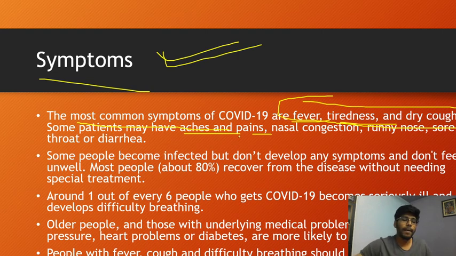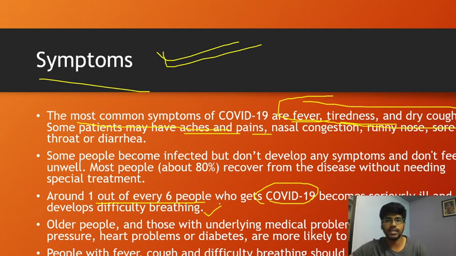Alright? But 1 out of 6 people who get COVID-19 becomes seriously ill and develops difficulty in breathing. There are a few individuals, 1 in 6 people who get infected, who will experience the difficulty in breathing. It is a pneumonia-like virus. When China first addressed this coronavirus, they said, we have seen a new virus which has this pneumonia-like infection, right? So when you get pneumonia, obviously you will have this breathlessness, right? And the older people will have the most serious effects, right?